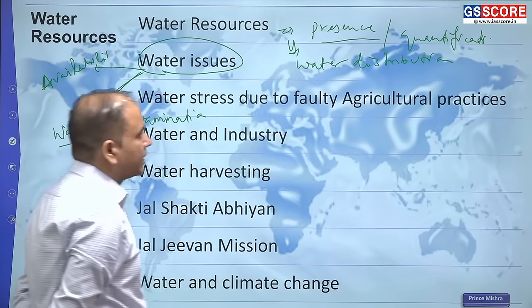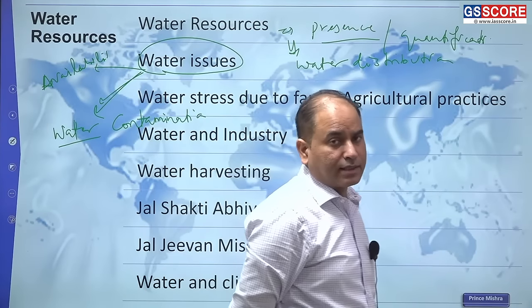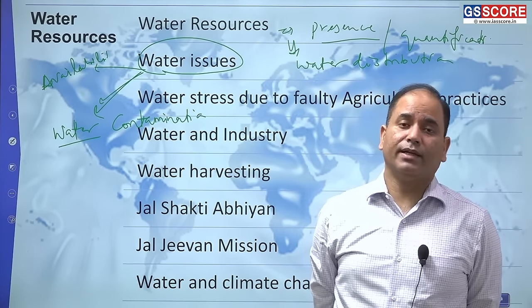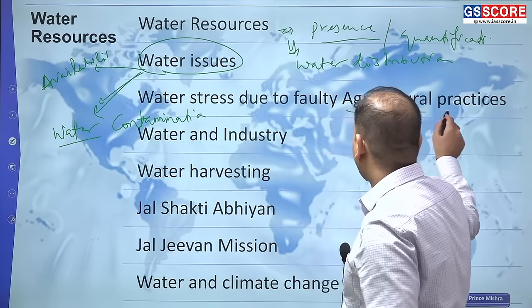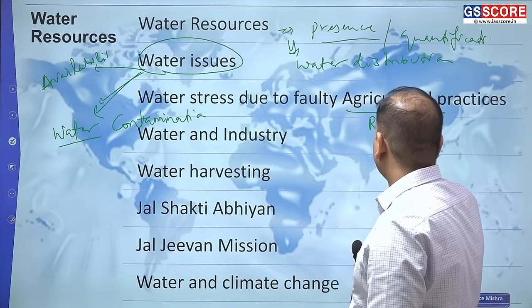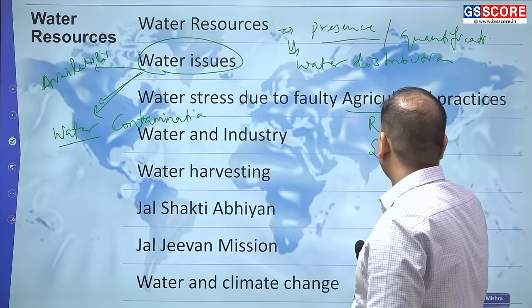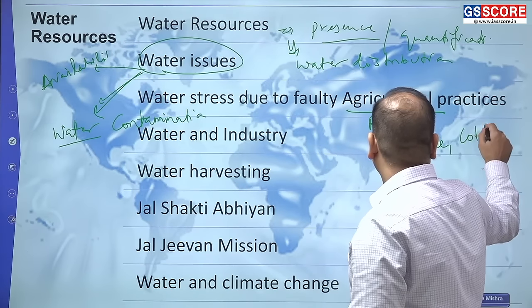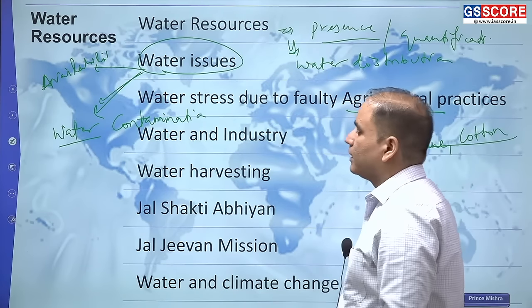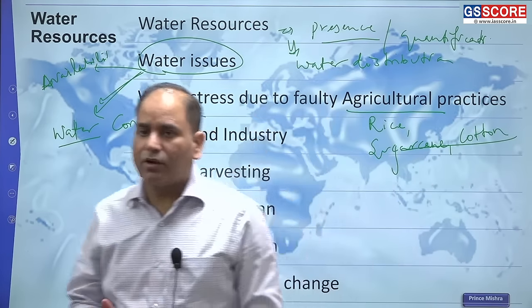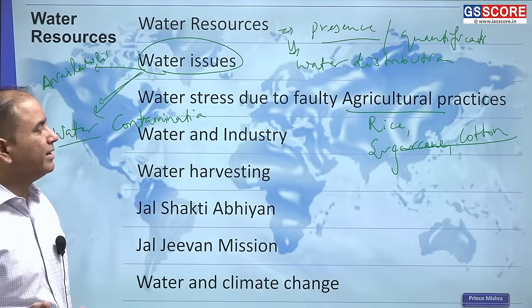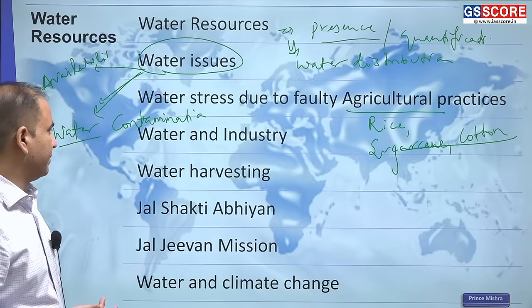Then we have water stress due to faulty agricultural practices. As I said in agriculture, in some of the semi-arid areas, crops like rice, sugarcane, and cotton are regularly being cultivated. And if these crops are being cultivated with the help of groundwater, obviously depletion of groundwater will happen.